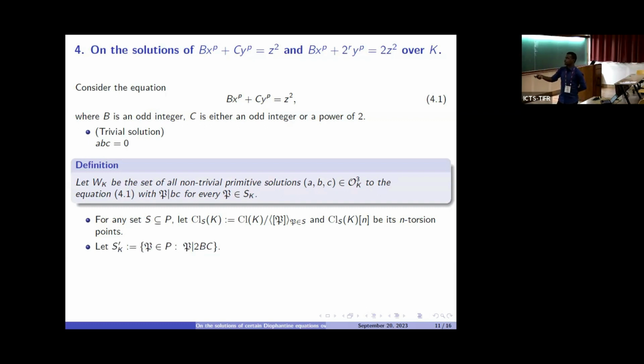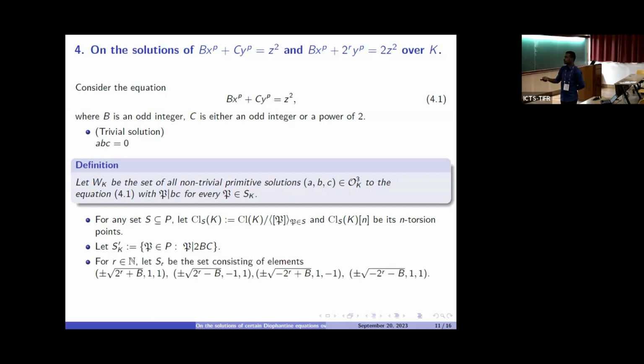So I just want to say that all our previous results for the two equations we studied were for SK: if you take a solution of the SK unit equation along with some condition. But here, instead of SK, we are looking at SK prime, that is the set of all primes P belonging to P with P dividing BC. This BC comes from the constants B comma C. So now for R belonging to the natural numbers, let SR be the set consisting of these finitely many solutions.